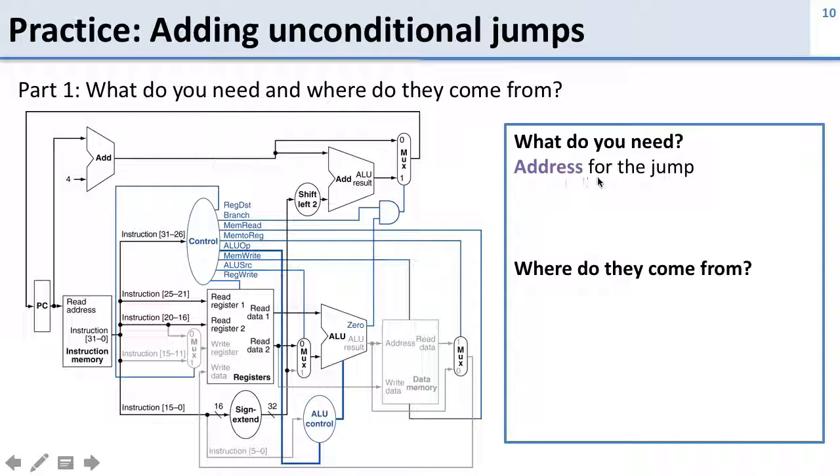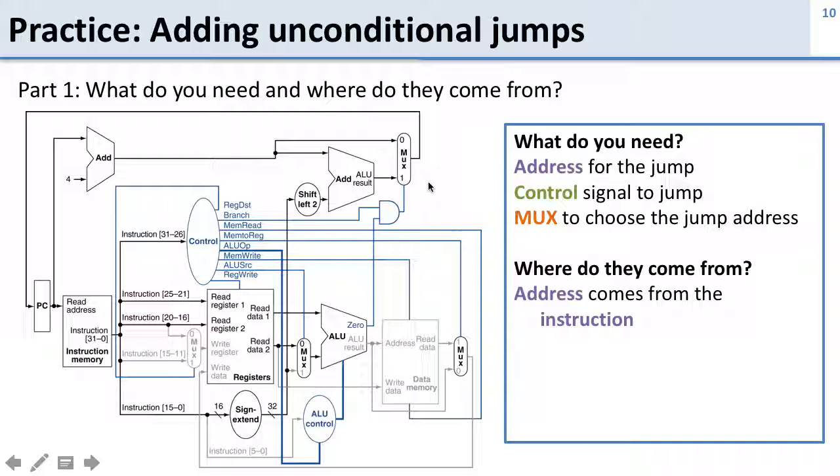Well, to do this, we need the address for the jump. So we're going to add an unconditional jump, a J instruction, so we need the address. We need a control signal, which tells us to choose that. So over here we've got a mux. Remember, this was for branch equal or no branch. We're going to need to make this mux bigger so that we can have the jump too. And we need that mux to choose it. So we either make the mux bigger or add in another mux.